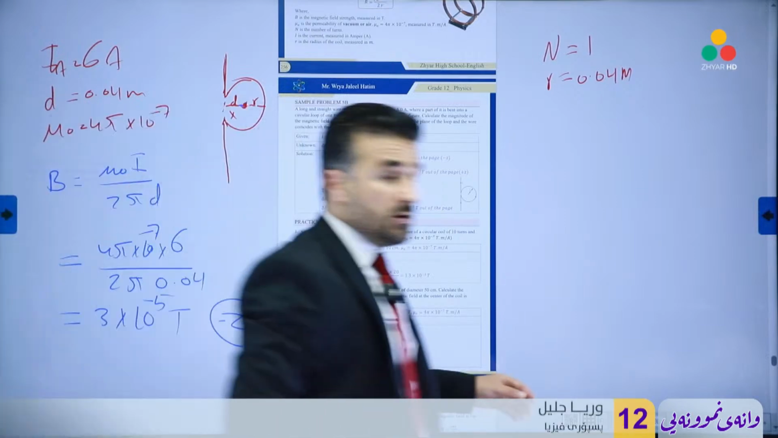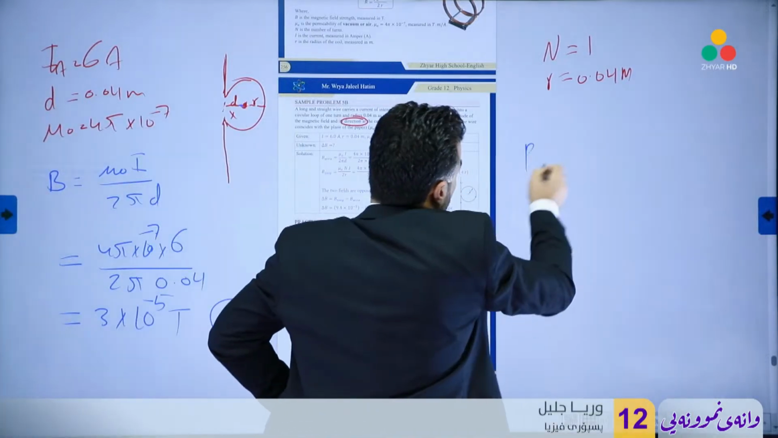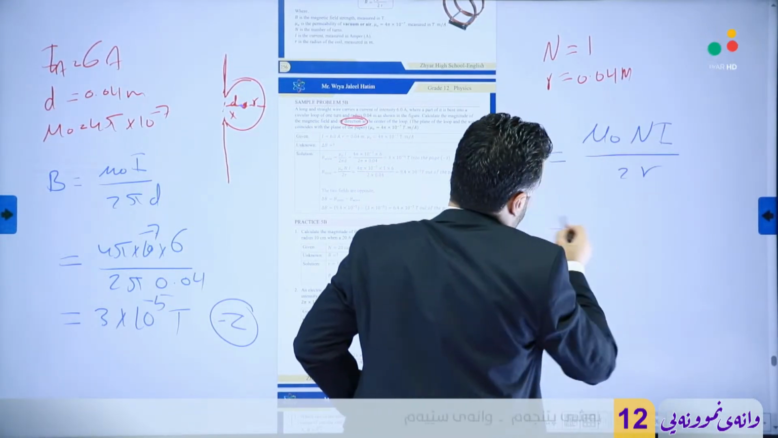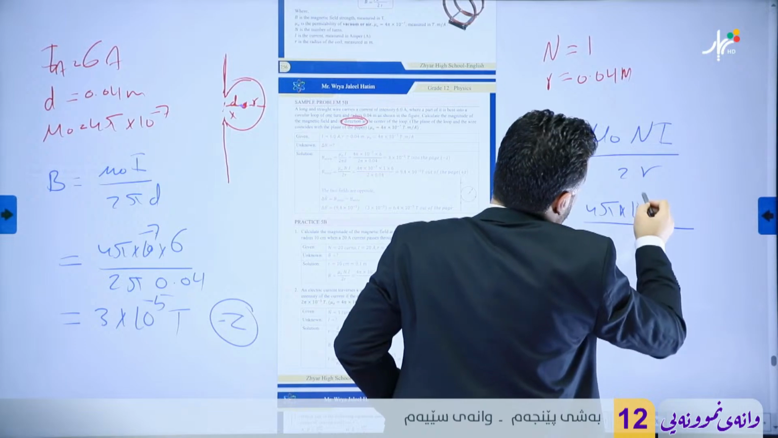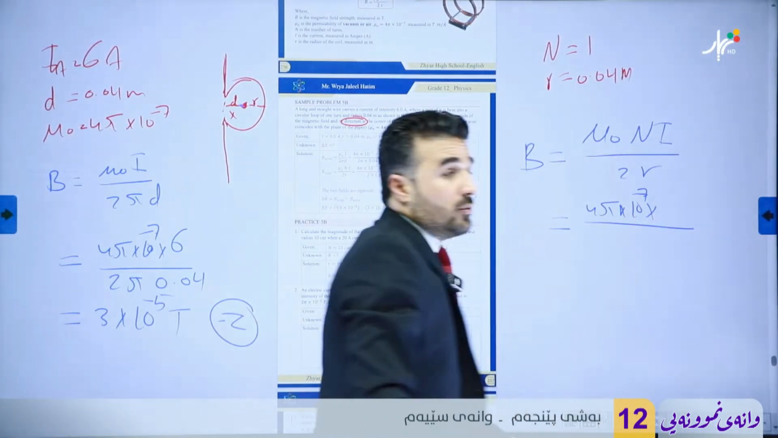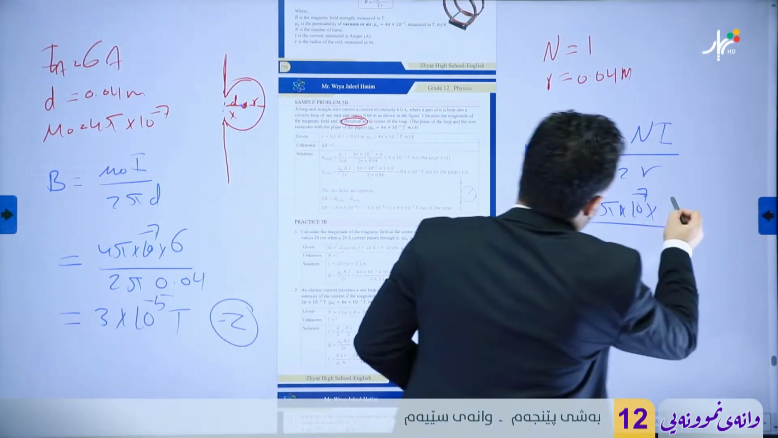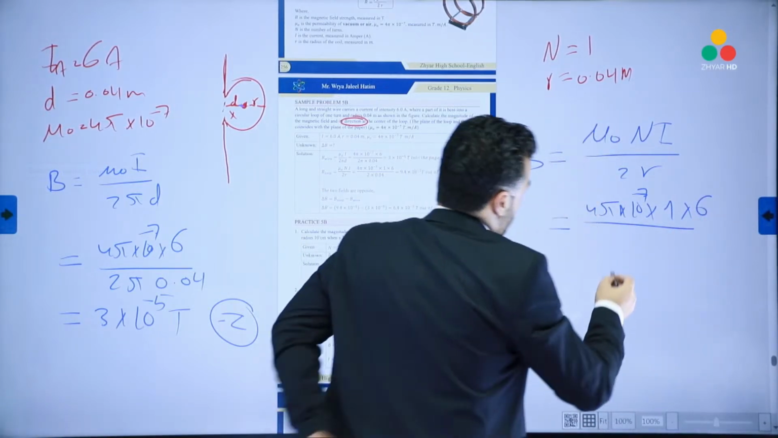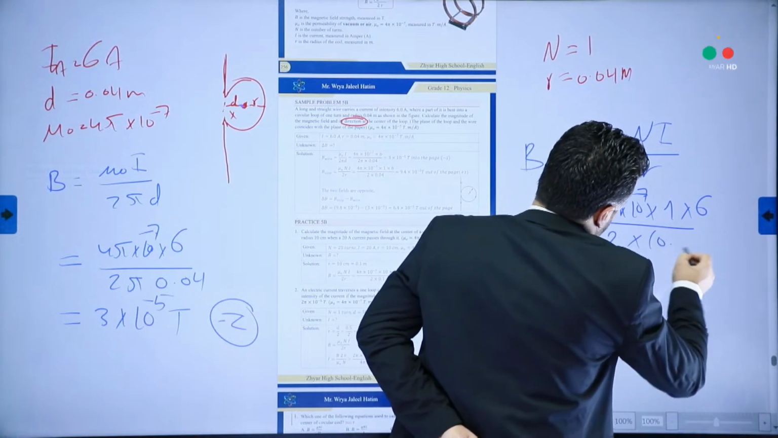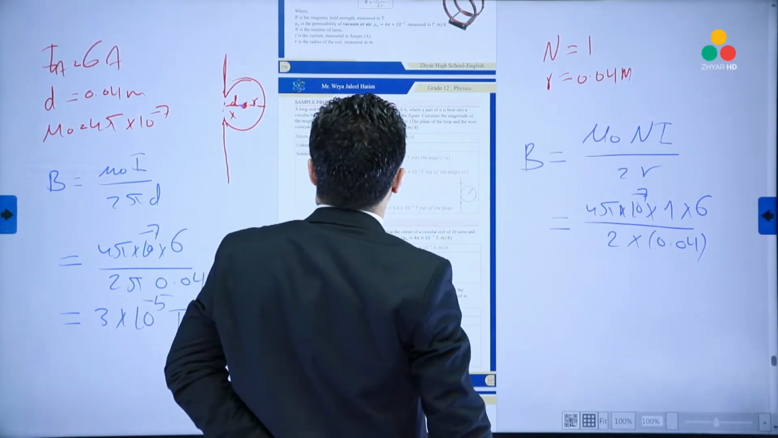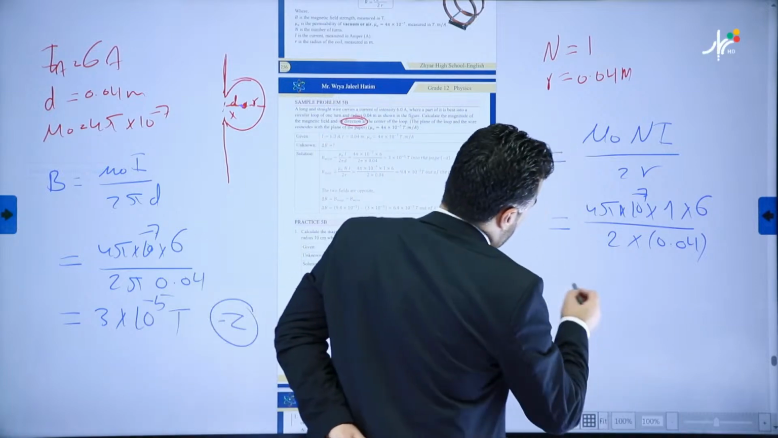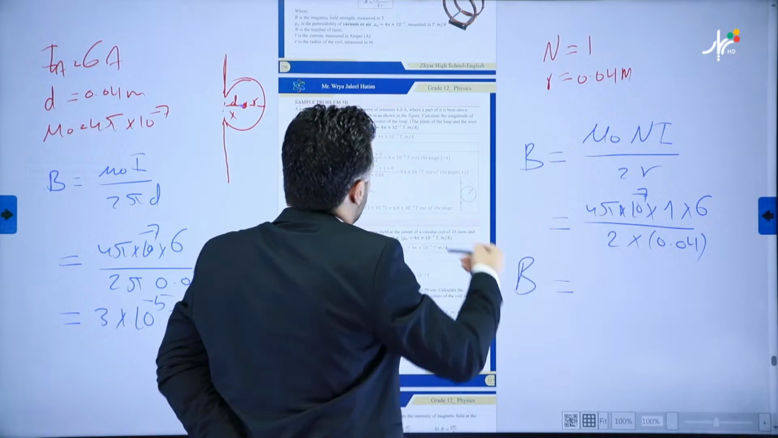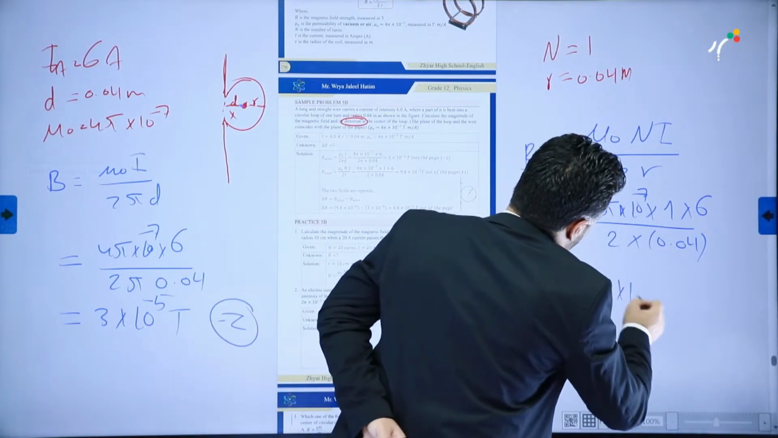What about the magnitude for the coil? Once again, for the coil, B equals mu naught N I over 2 times the radius. So that is 4 pi times 10 to the power negative 7 times the number of turns, which we said is only 1, multiplied by the same current passing through the wire, 6 ampere, divided by 2 times the radius, which is 0.04 meter. Once you calculate all this, the magnetic field for the coil is going to be 9.4 times 10 to the power negative 5.